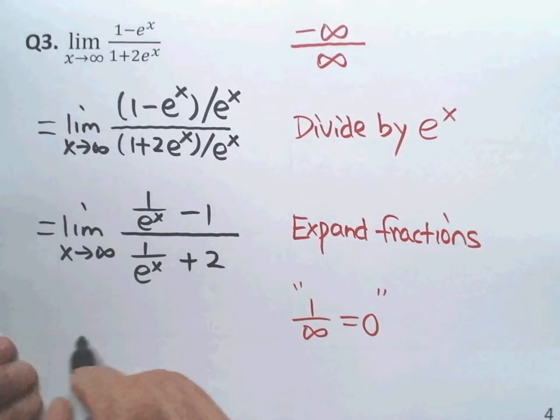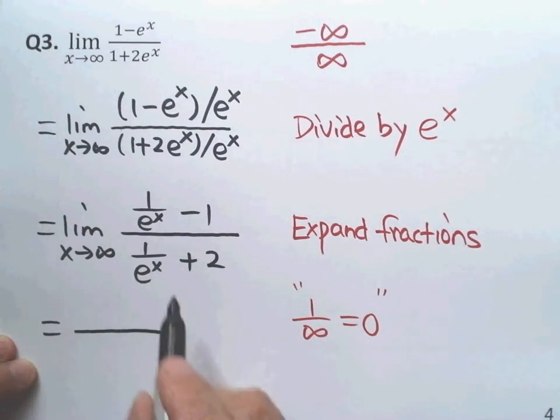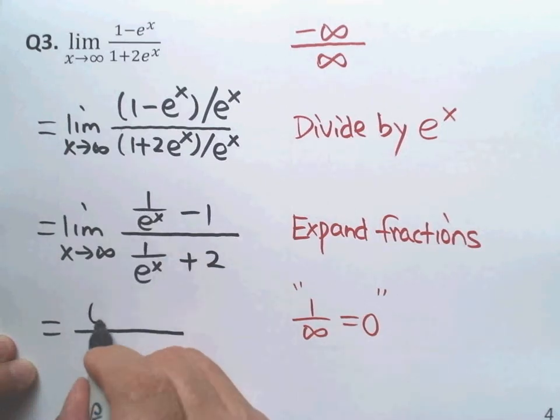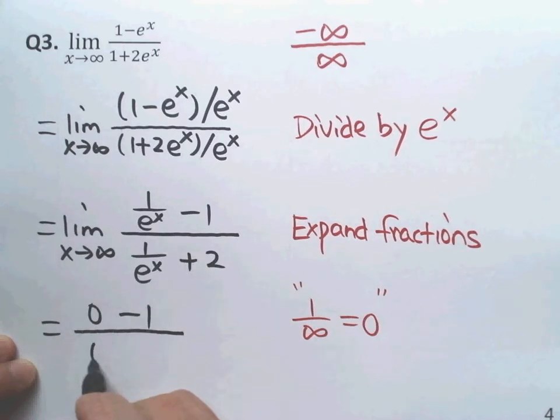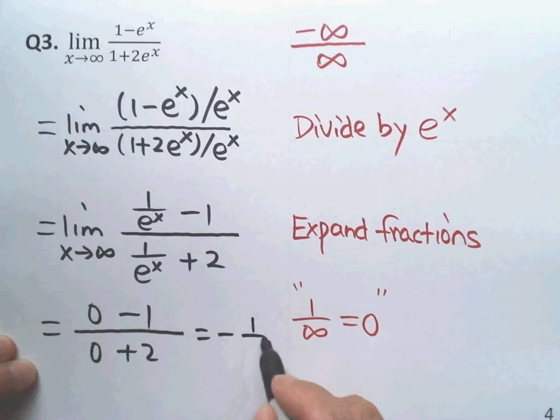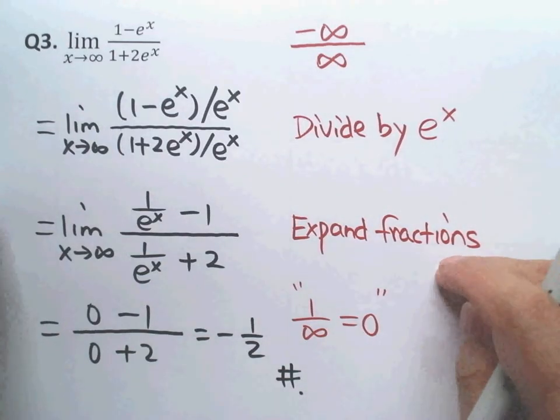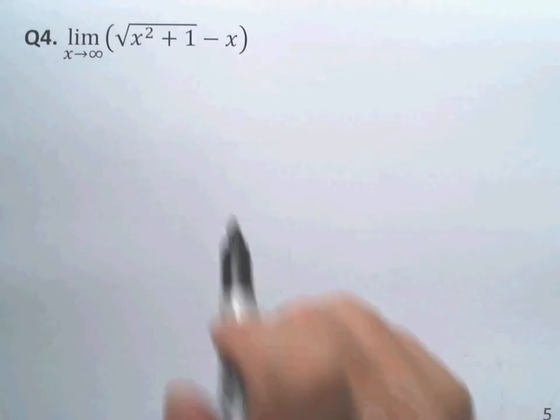Okay, and then what's the result? The result should be equal to here. This goes to 0, right? So this is 0 minus 1, and this is 0 plus 2. We get negative 1 over 2. So this is the result we get. All these 3 questions are very similar in idea.